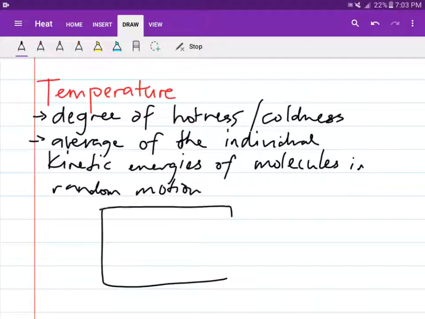So for example, I have here a sample of gas and it has air molecules inside. All these molecules have different speeds. Some may be faster, some may be slower. And if you were to take the average speed of all the individual molecules inside this container of gas, that is what we observe as the macroscopic temperature.